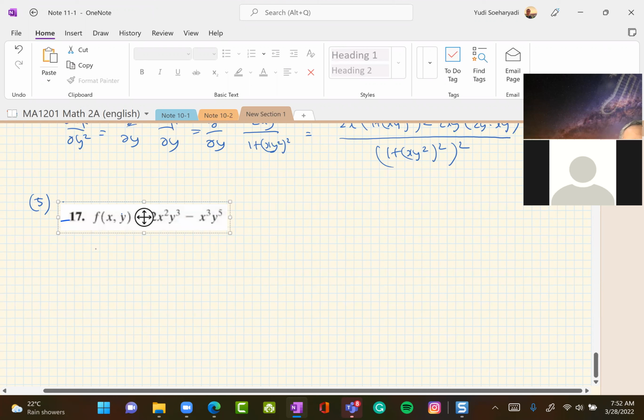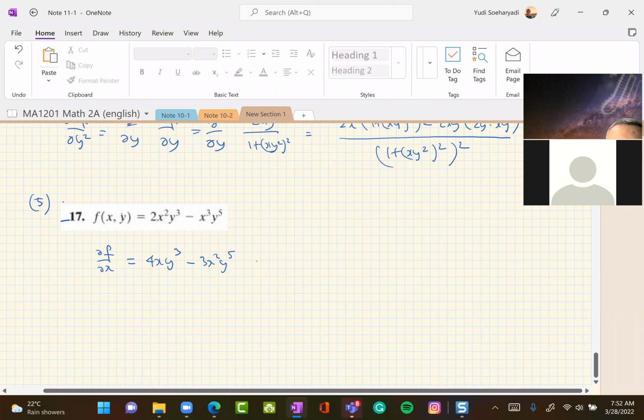The first derivative, we have the x. That's easy. So just think x is your variable. Any other symbols other than x are considered constants. So you have 4x times the constant y cubed, minus 3x squared.